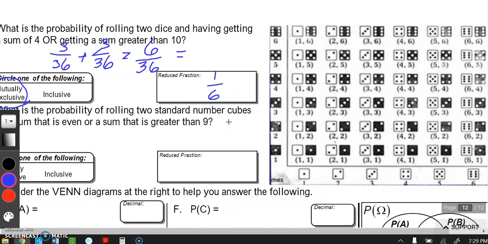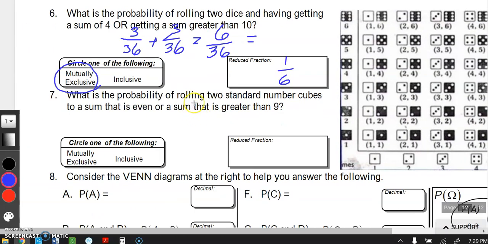Let's look at the next one. Probability of rolling 2, so again, 2 dice, a sum that is even, or a sum that is greater than 9. Well, you could have a sum that is 10 and be even. So those are definitely going to happen at the same time, which will be inclusive. So let's look at all of the even possibilities first.